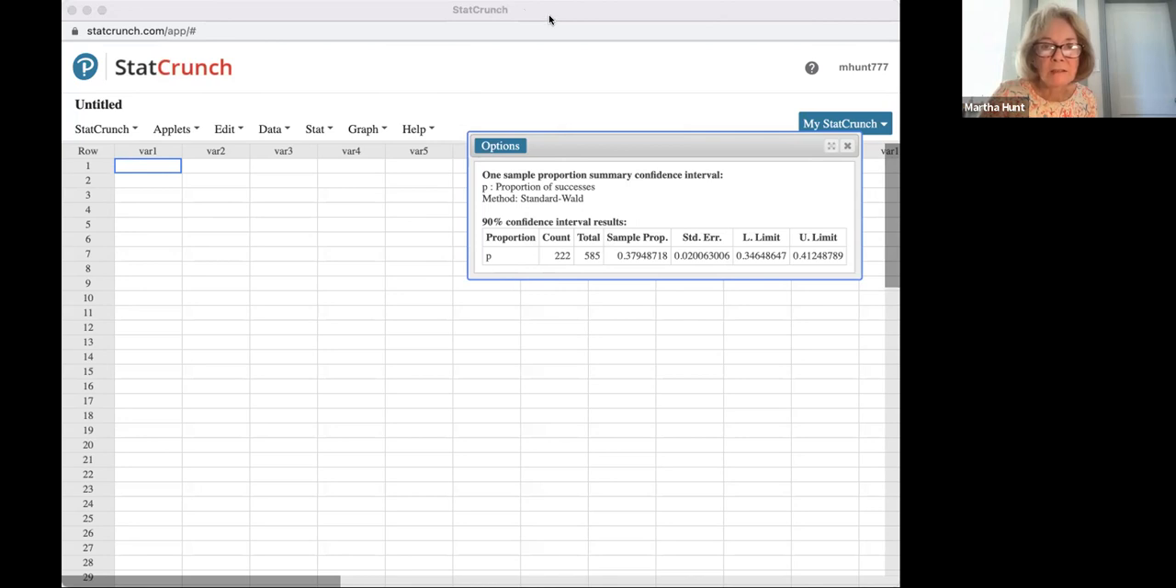Can you see that? If not, shh, my dog is whining. There it is.